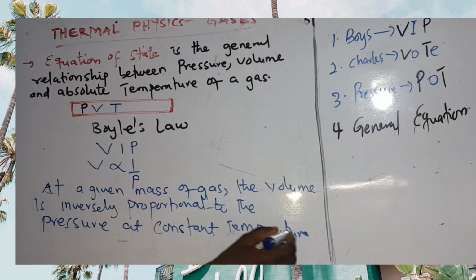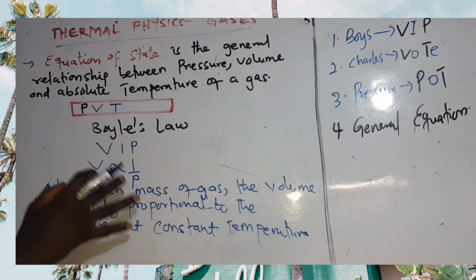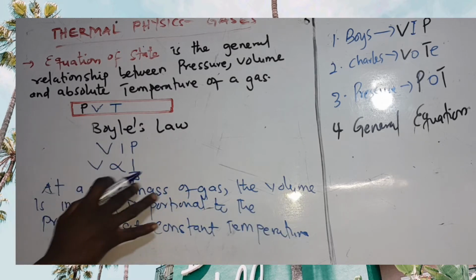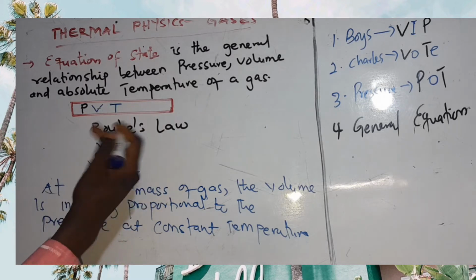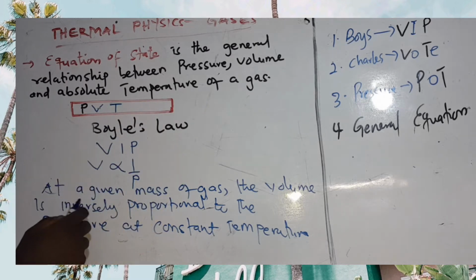Because if you look at this equation, it is temperature that is not in this equation. So remember VIP. So for this Boyle's law, the first one, boys are VIP. This is the equation for Boyle's law.